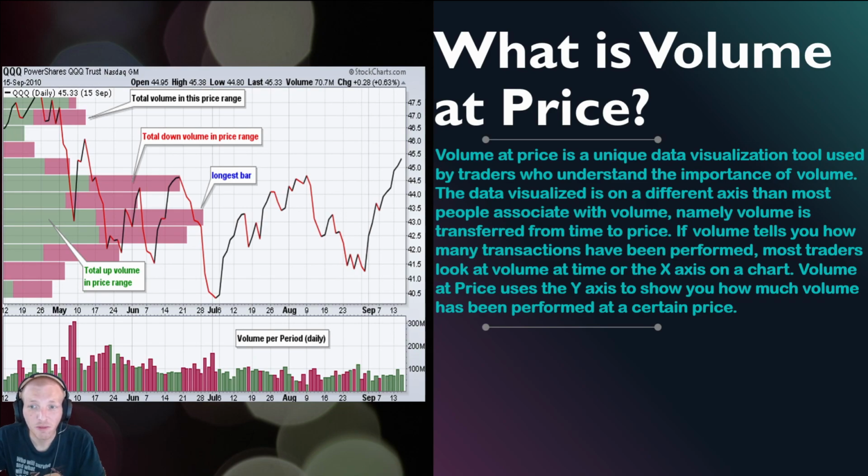If volume tells you how many transactions have been performed, most traders look at volume at time, or the x-axis on a chart. Volume at price uses the y-axis to show you how much volume has been performed at a certain price. So most traders, when they're looking at charts, will have the volume bars right down here at the bottom of the chart. This is using volume by time.